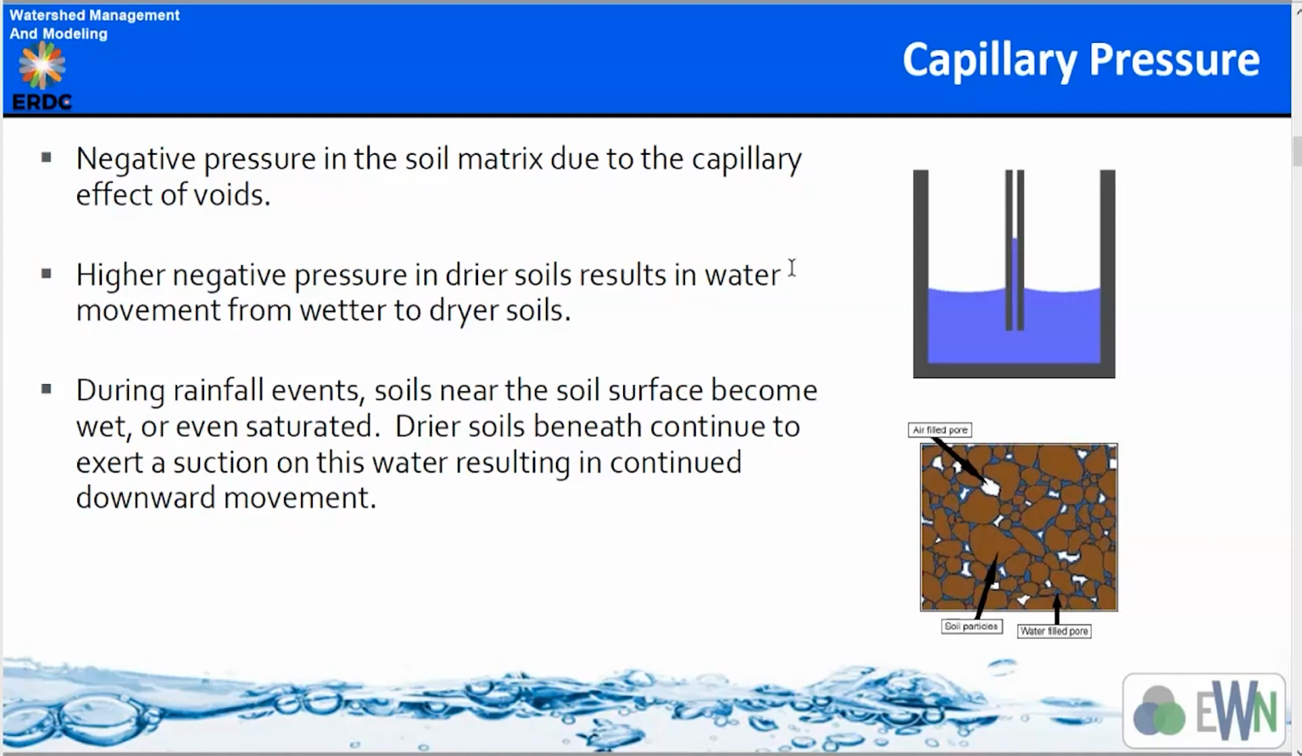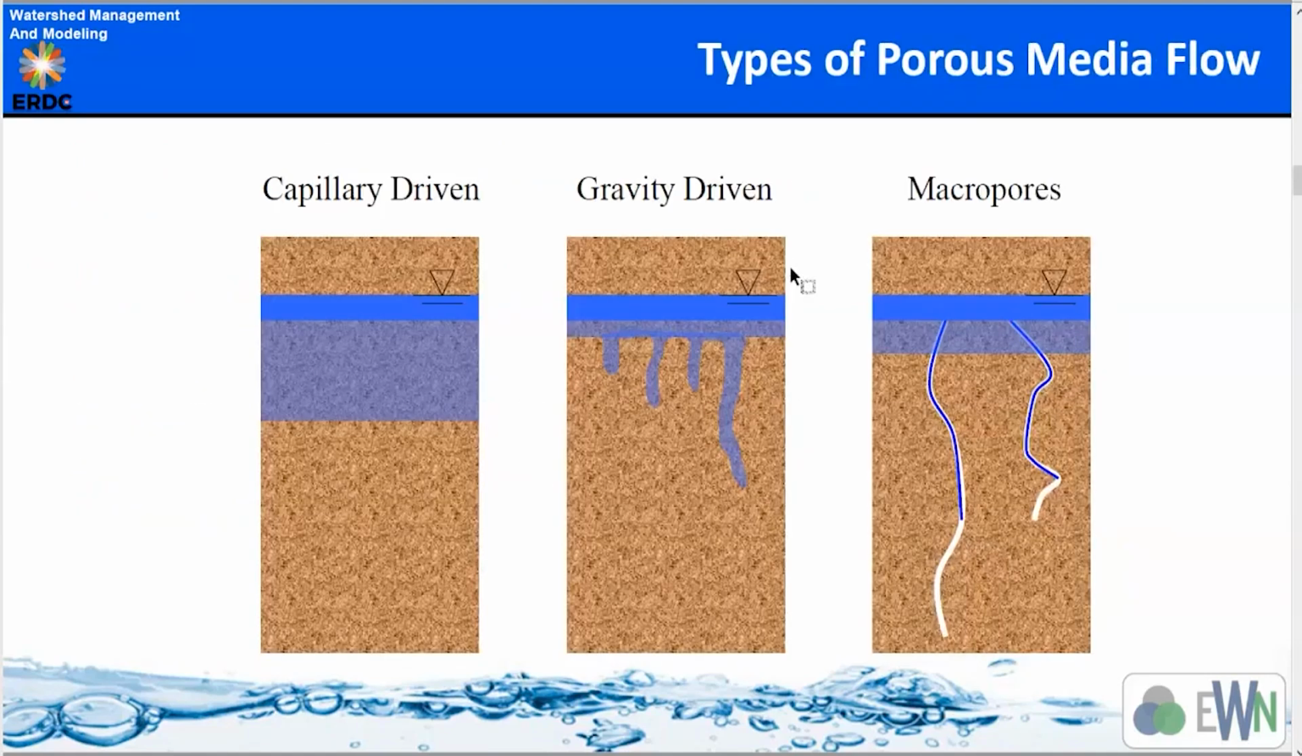So in a rainfall event, the soils near the surface become wet or saturated. And then the drier soils beneath continue to exert suction on the water, resulting in a continued downward movement. The types of porous media flow are capillary driven, that negative pressure or pressure differential in the soil, and gravity driven, which is the water being pulled down, which can give you these preferential flow patterns like we saw in the cool picture in the other presentation.